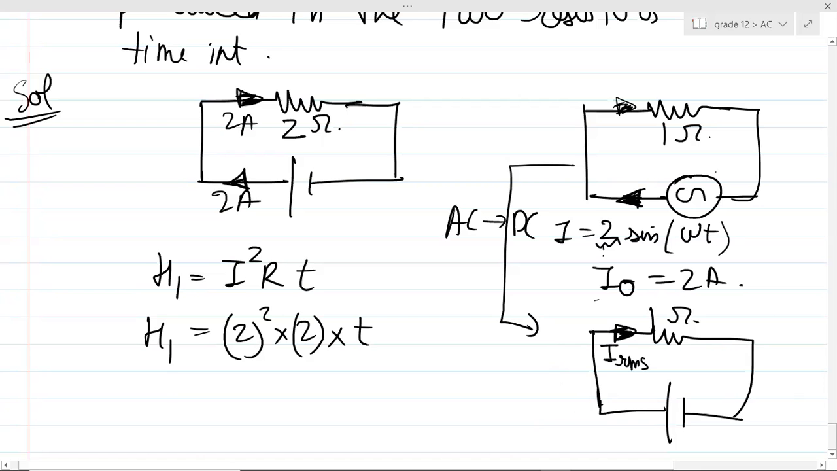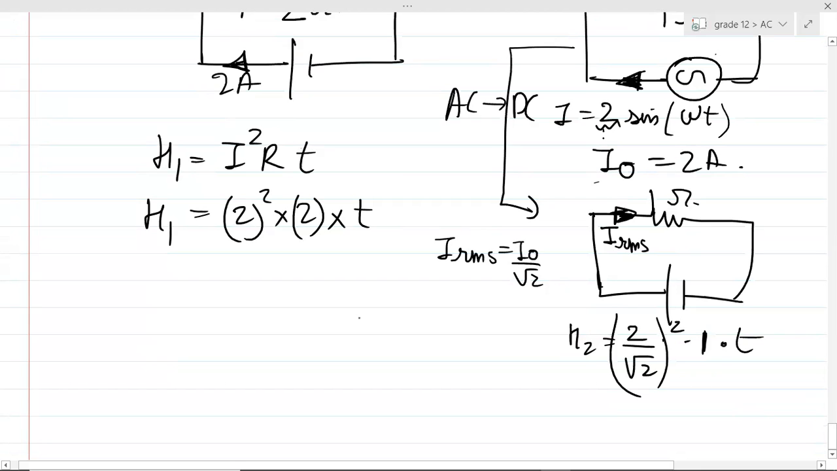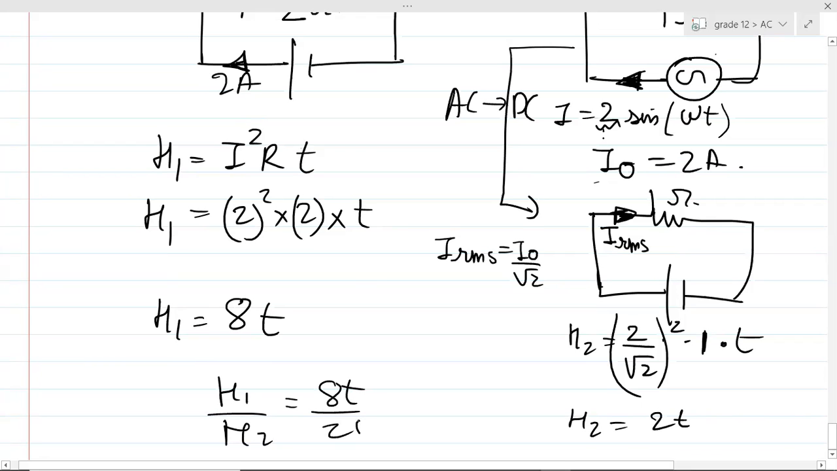And what will happen now? The heat produced in this circuit will be equal to what? IRMS. So if I naught is 2 ampere, what is IRMS? I naught by root 2. So (2 divided by root 2) whole square into R into T. So can you see H1 is basically 8T and H2 is basically 2T. So if I calculate H1 to H2, it will be 8T by 2T, which is 4. It's a 4 answer.